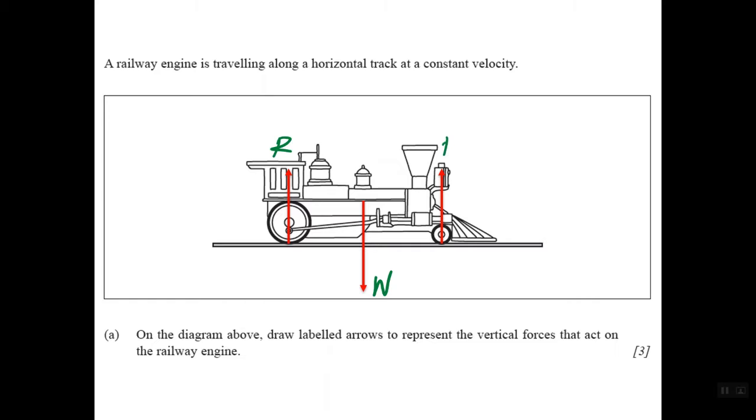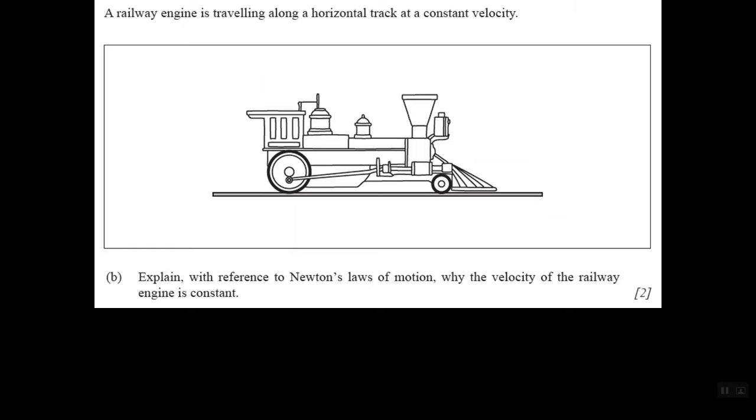R. And that's all. I think that's all. Explain with reference to Newton's law of motion why the velocity of the railway engine is constant.